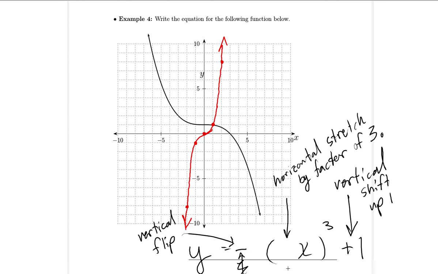Remember, horizontal is kind of the opposite of what you'd expect. So instead of multiplying by 3, you multiply by 1 over 3, right? And remember, the reason that makes sense is what we're saying is it takes longer for things to happen, right? So x is kind of telling you when certain y values occur, and by multiplying it by a third it's going to take even longer for the same y value to occur in this transformed function.